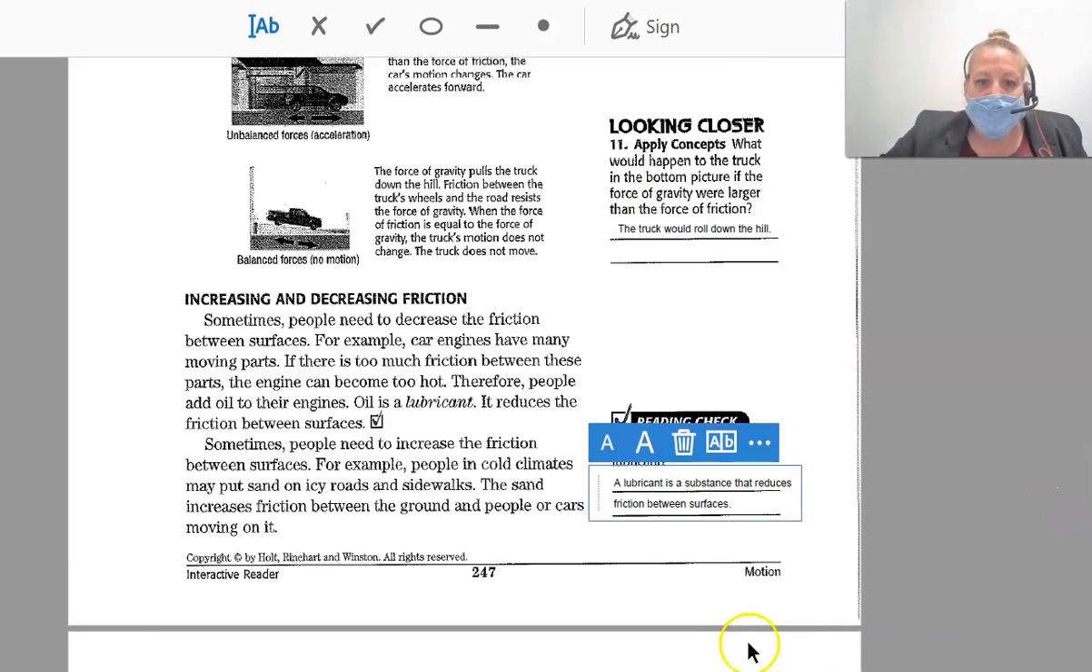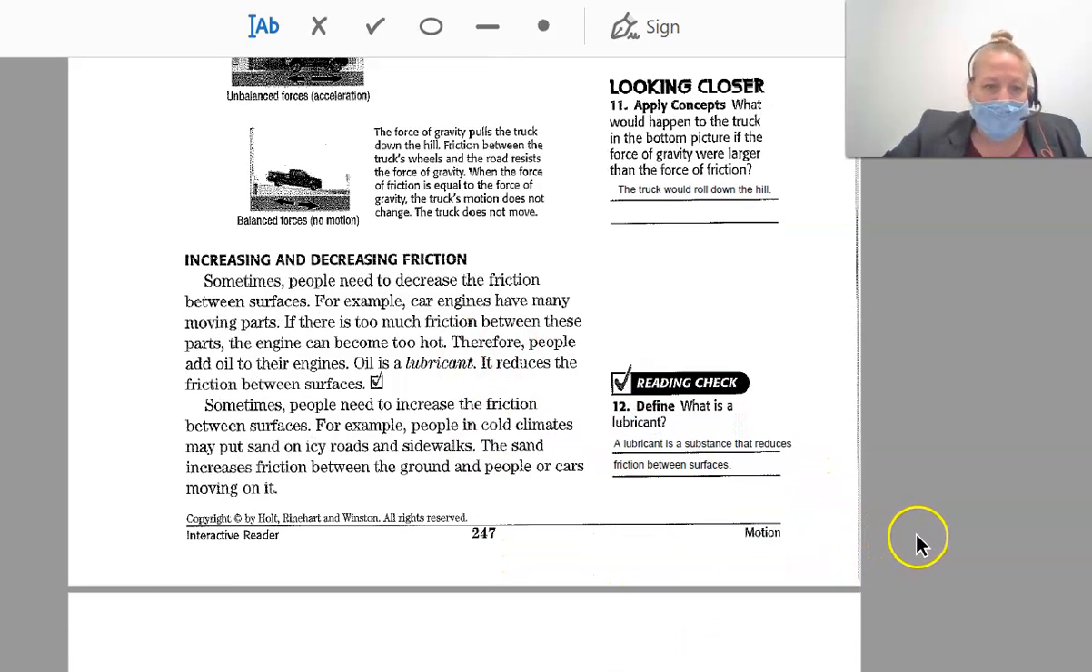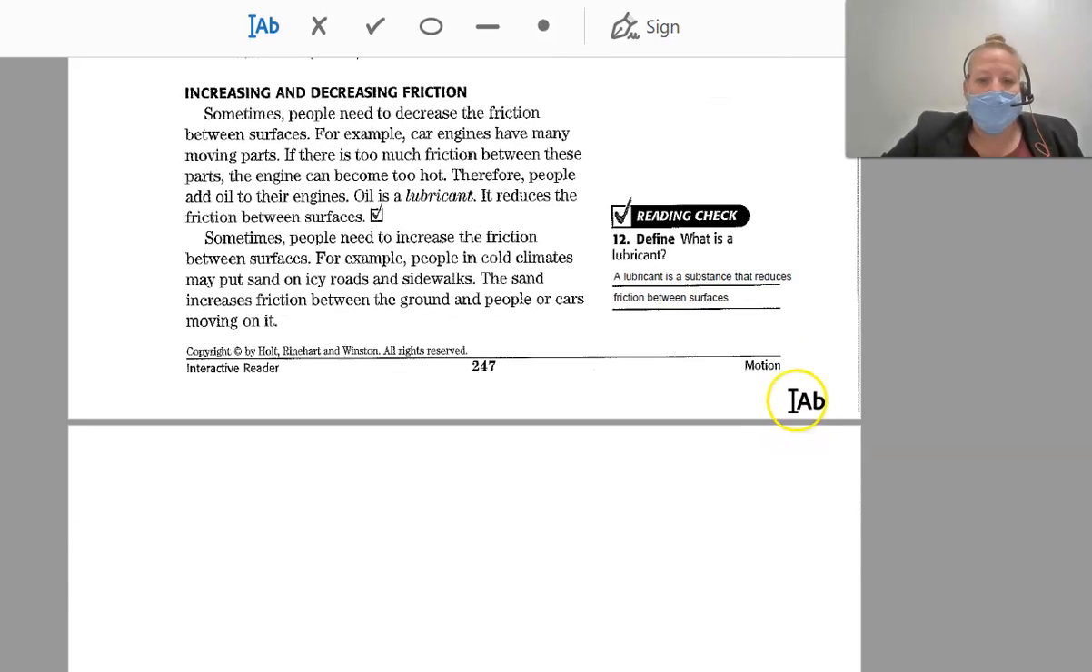Okay, sometimes people need to increase the friction between surfaces. For example, people in cold climates may put sand on icy roads and sidewalks. The sand increases friction between the ground and people or cars moving on it.